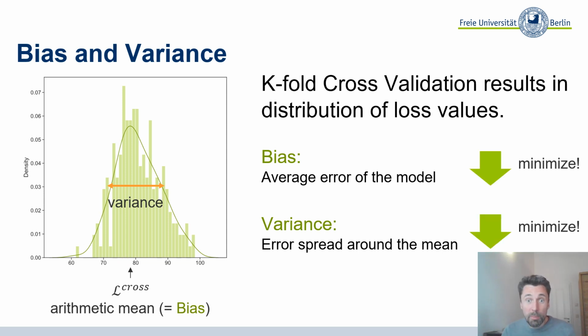So you want the bias and your variance to be as small as possible. That means the average loss that you make with your model should be close to zero, obviously. And also the variance should be very, very small. So you're confident that the bias that you expect is close to the one that you've estimated before in this distribution.